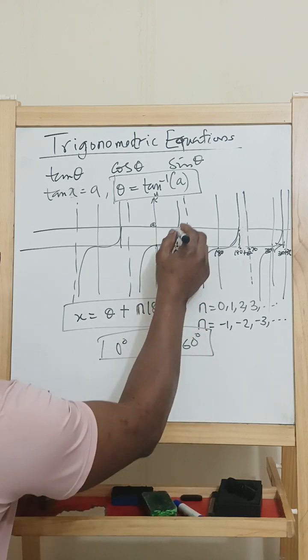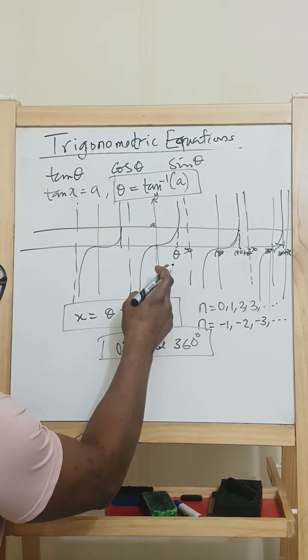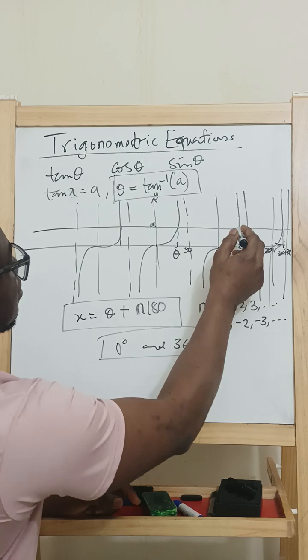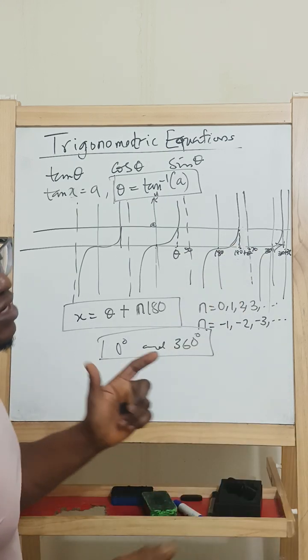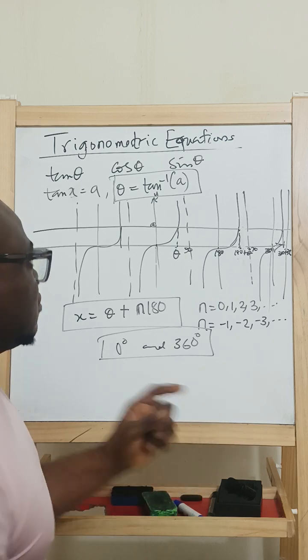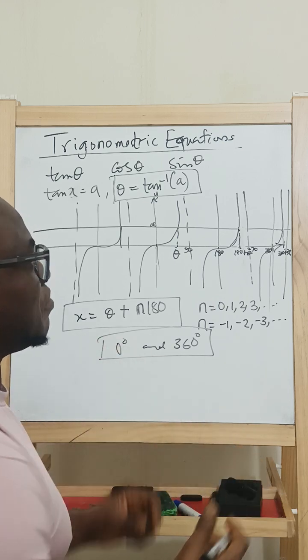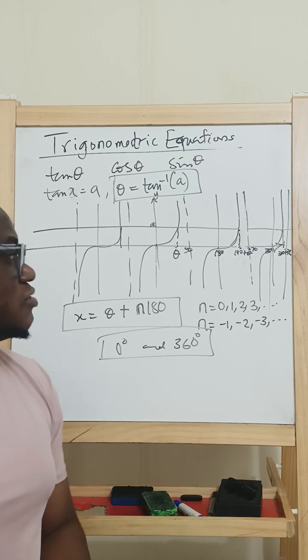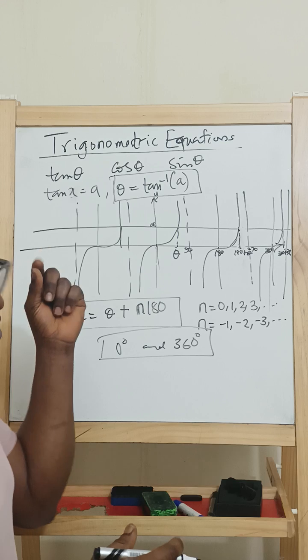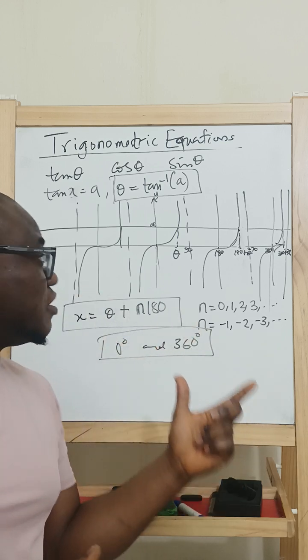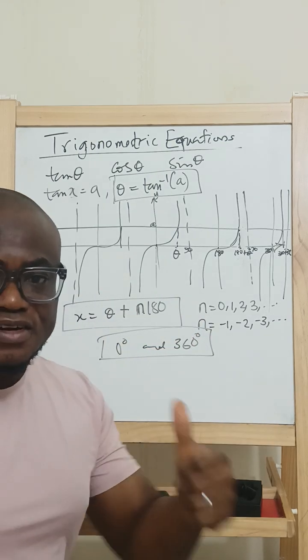So if you first of all get your theta from here, then to get the second theta, just add 180 to the theta. And that's when you get your second value. You get it? So that is how you go about this, right? So this is how to get the value for theta. Okay, thank you.